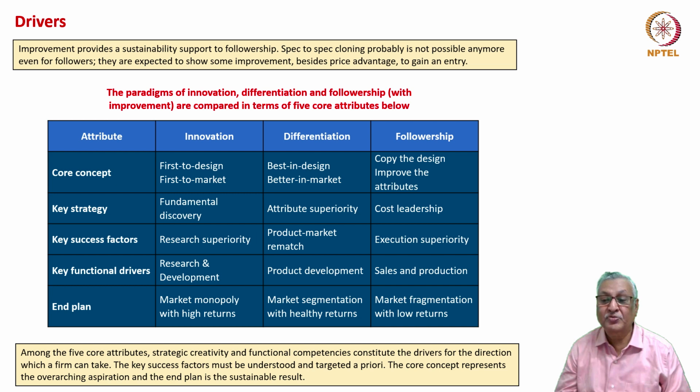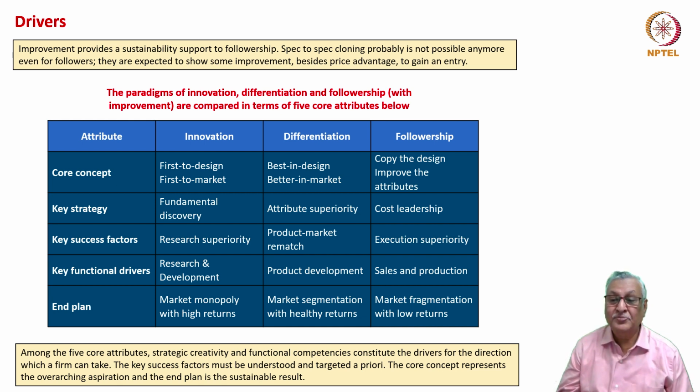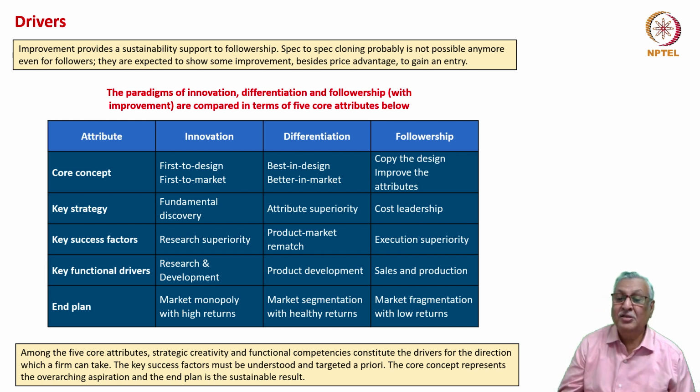Key success factors: research superiority in respect of innovator, product market rematch in respect of differentiator, and execution superiority in respect of followership. When we talk about execution superiority, we are talking about everything compressed in terms of the time frame, because time is money. You produce more in a lower unit of time, you substitute in a better manner the fixed costs over a larger base. If you are able to do a product quickly, you can expand your demand base. So there are execution superiority features that are in part operational excellence features.